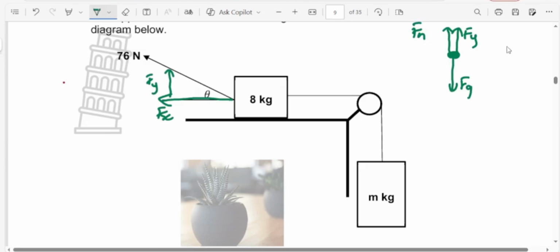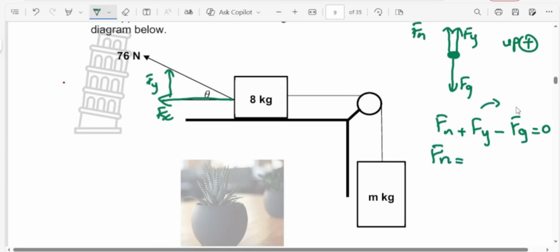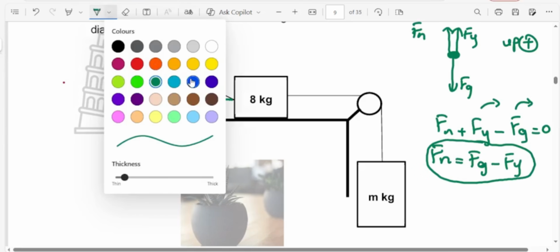We take up as positive. So I add all the forces that are going up, then we subtract all the forces that are going down, and equate this to 0. Solving for normal force, this will go to the other side to be negative, this will go to the other side to be positive. So this will give us Fg minus Fy. This is the formula for normal force if the force is applied at an angle.